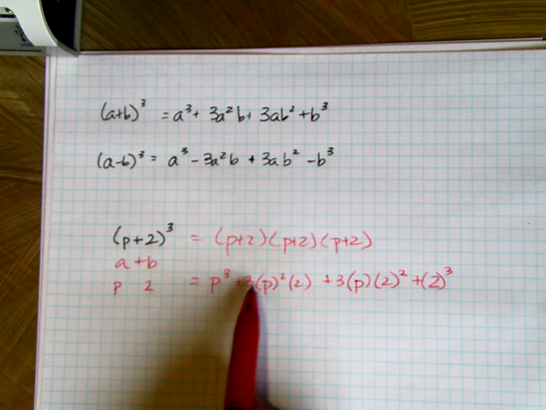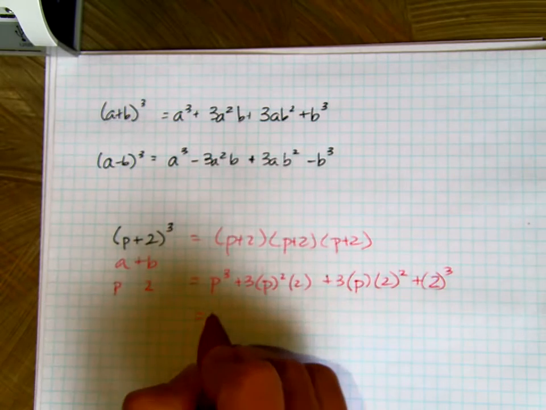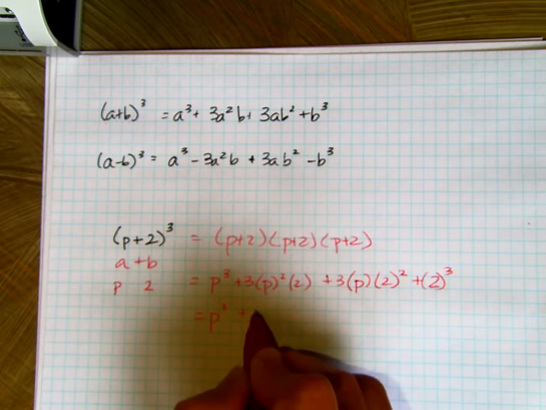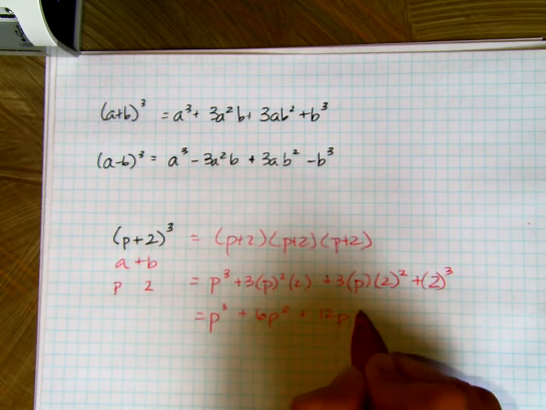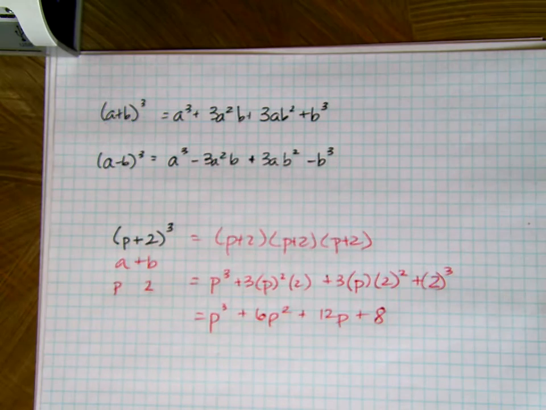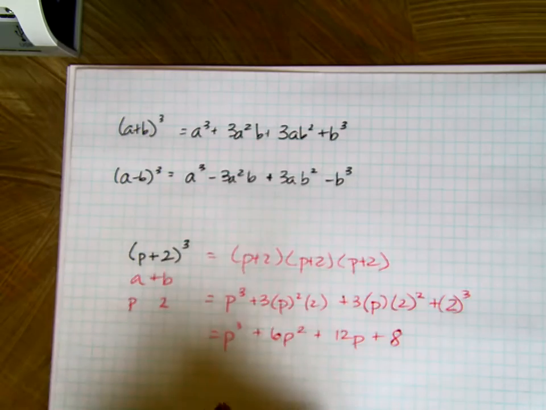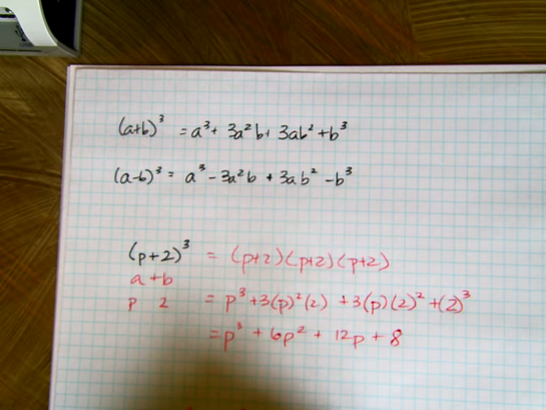a cubed plus 3a squared b plus 3ab squared plus b cubed. And then you could simplify. p cubed plus 3 times 2 is 6, plus 3 times 4 is 12, plus 8. So if you can follow the pattern, that's great. If not, FOIL along. I'll write the pattern here. It's a minus b cubed.